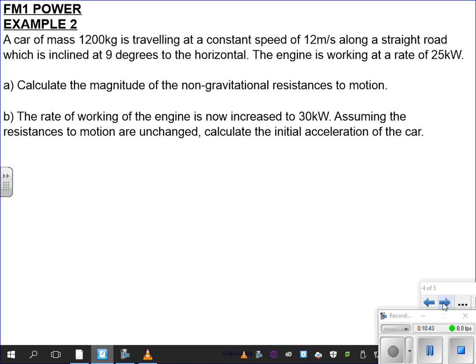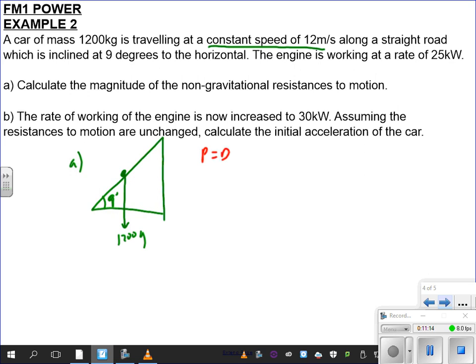Next example, last example. So this time I've got a car of mass 1,200 going up a slope of 9 degrees. And at the moment it says constant speed. Okay, so 9 degrees here. There's my particle, 1200 G. Okay, and what does it say? It says it's working at a rate. So the minute it says that, I'm into P equals dV, 25,000.